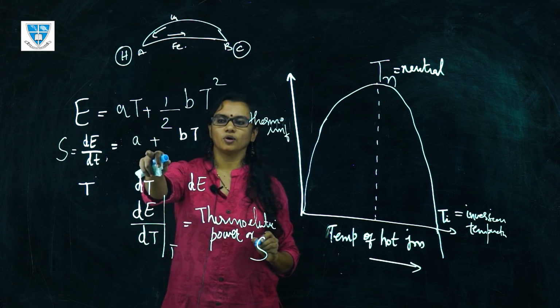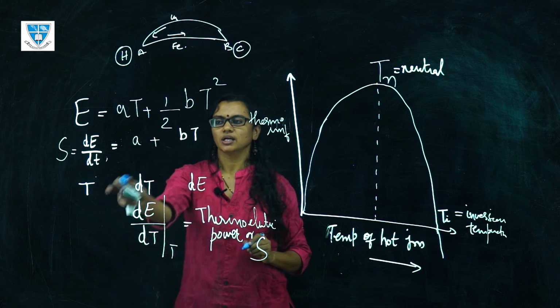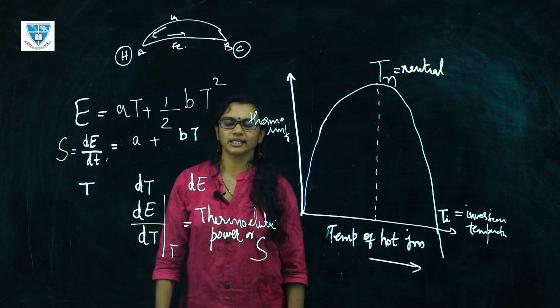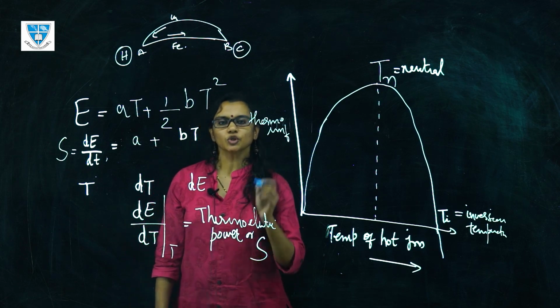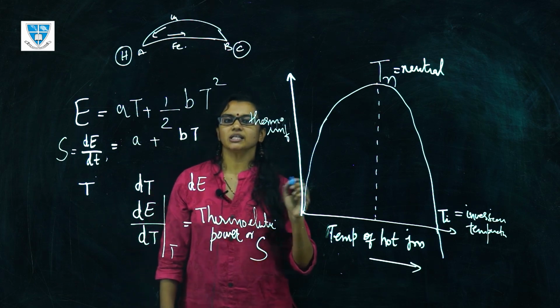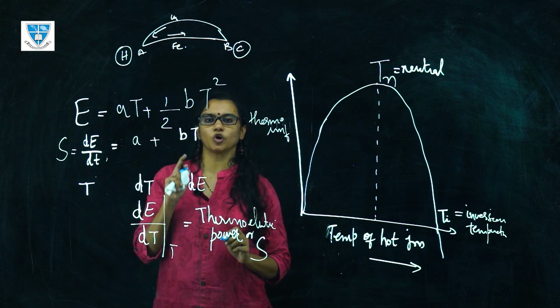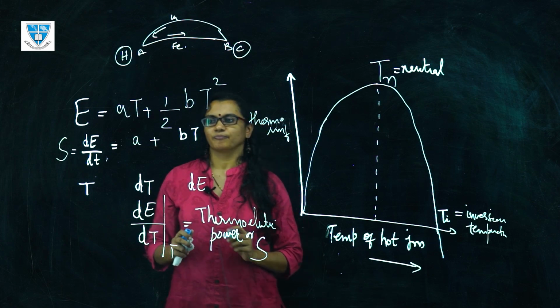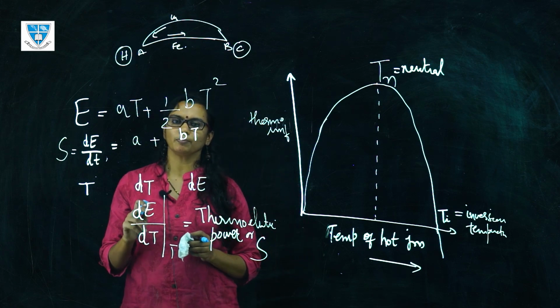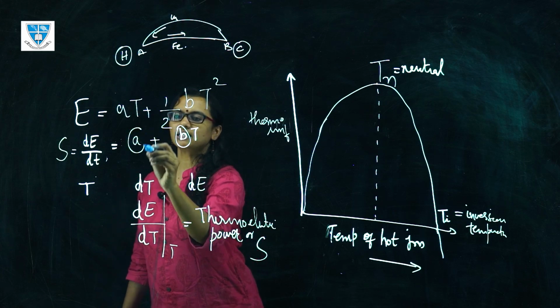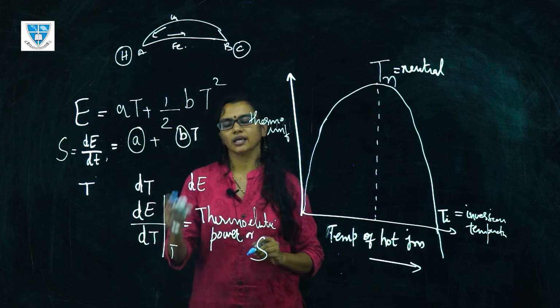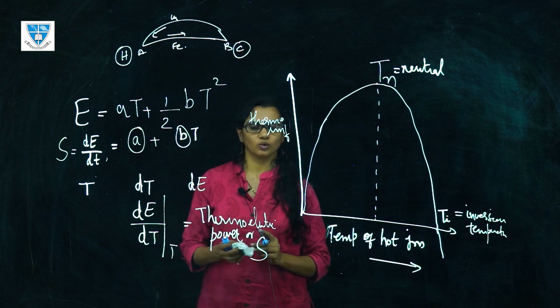So this is of the form y equals mx plus c, the equation of a straight line. So the thermoelectric power, if you plot it against temperature, you will end up with straight lines, and this is different for different metals. So you can have a plot, and from the plot, this B value is the slope of the curve and A is the intercept. So from this, A and B can be calculated.